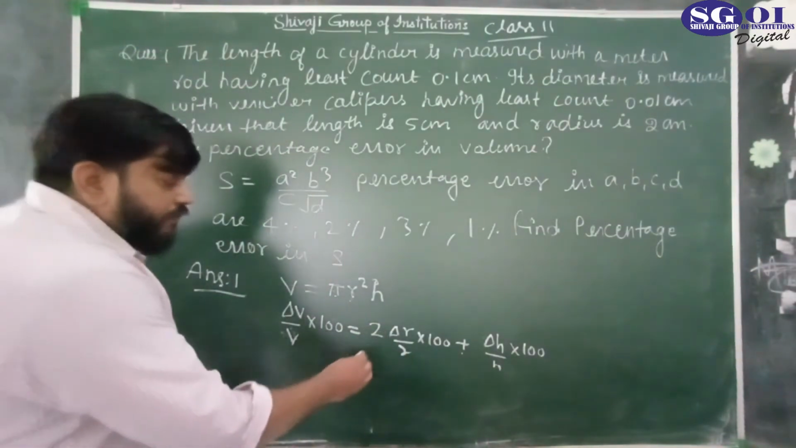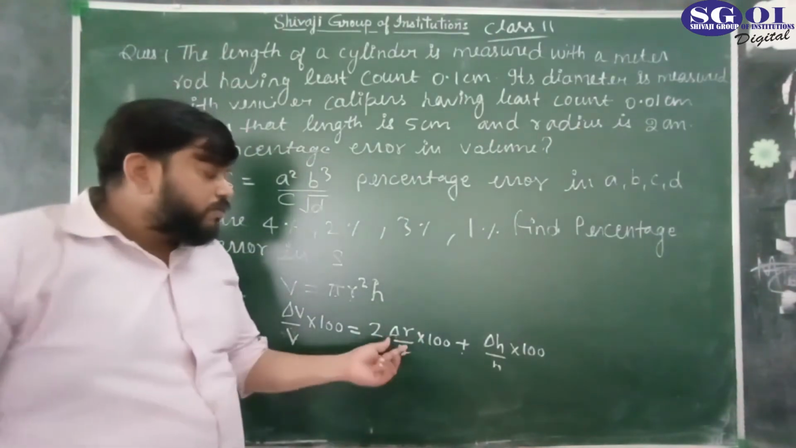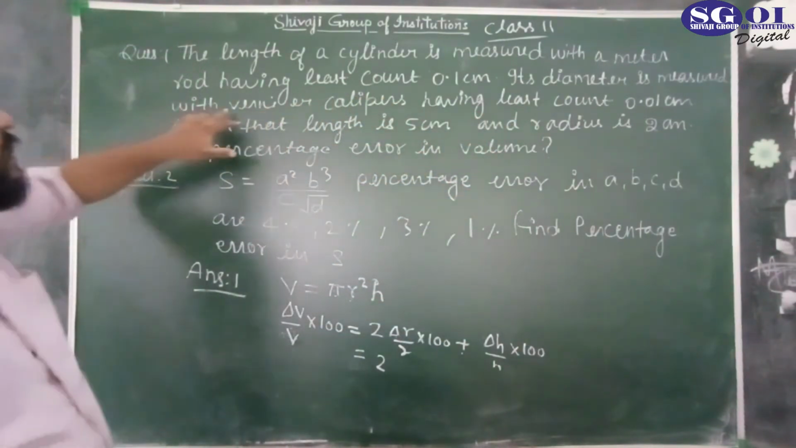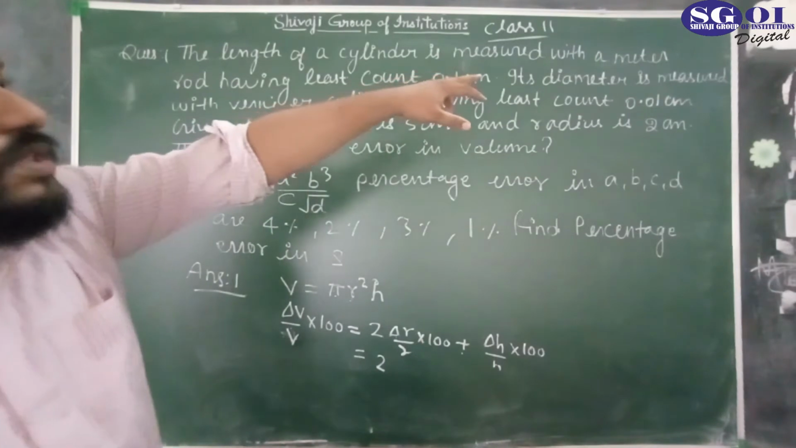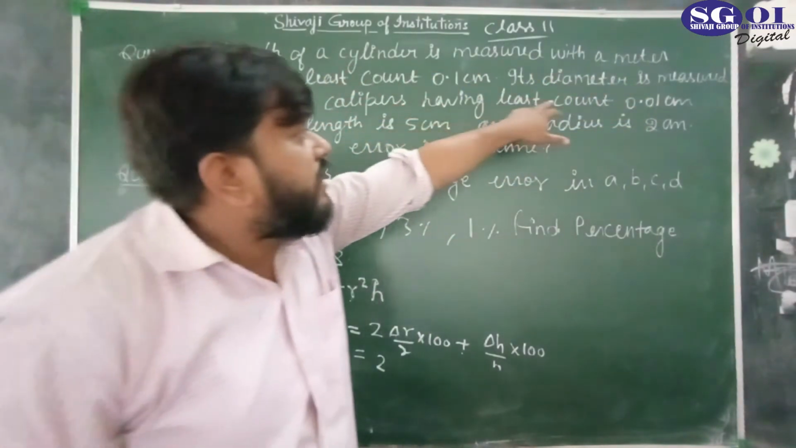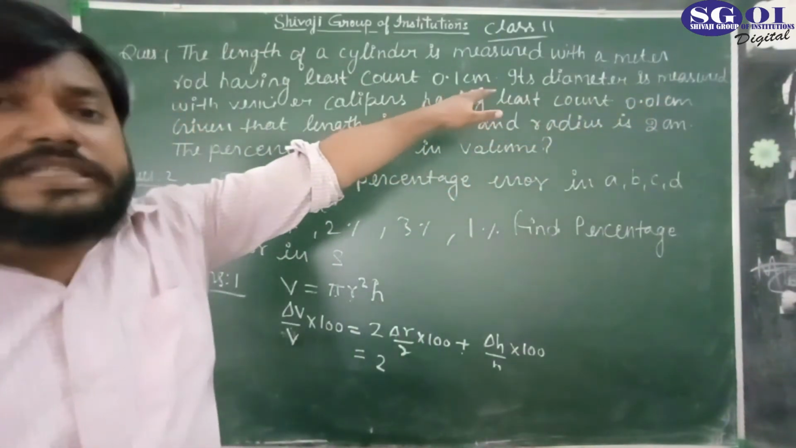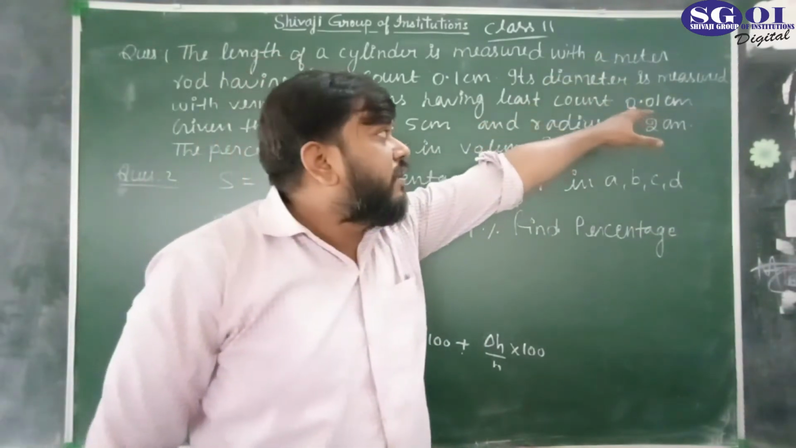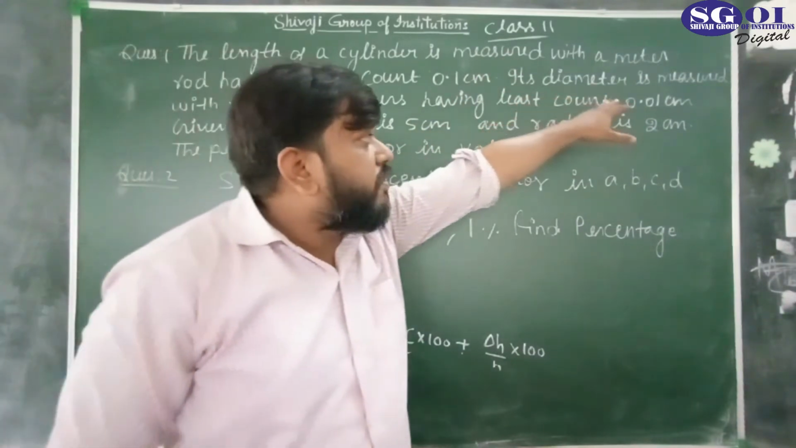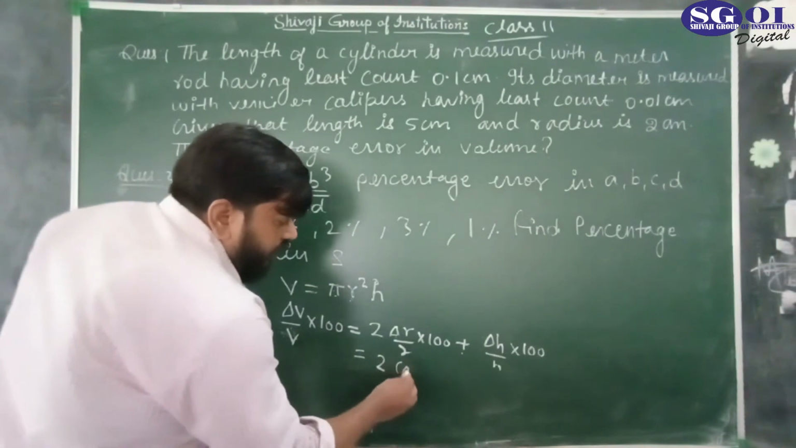So just put the values here. You have given delta r. Delta r means absolute error. The diameter is measured by vernier calipers having least count 0.01 centimeter, so it is the minimum value up to which the vernier caliper is able to take the reading. This is the maximum absolute error for the vernier caliper, so this is 0.01.